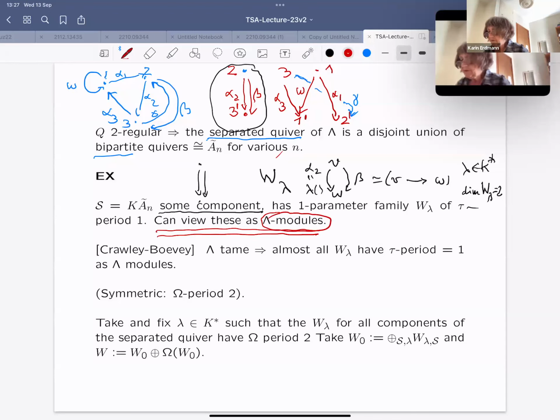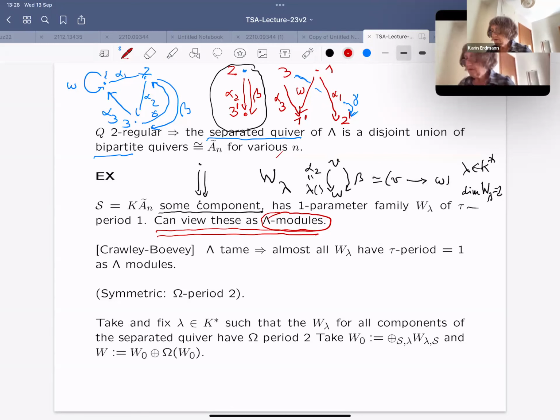Right, so basically what we do, we have lambda modulo radical squared, and this is identified with the separated quiver in the suitable way. And so we just inflate the representations. So the question is, what are the properties as lambda modules?